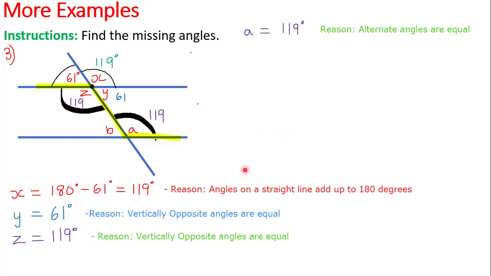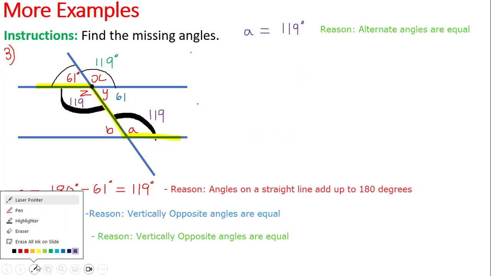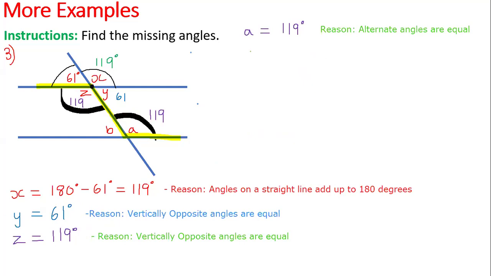Okay, so now we need to figure out what B is. Anyone know what B is? 61. B is equal to 61 degrees. Why is B equal to 61? Because it's alternate of Y, which is 61. You sure?